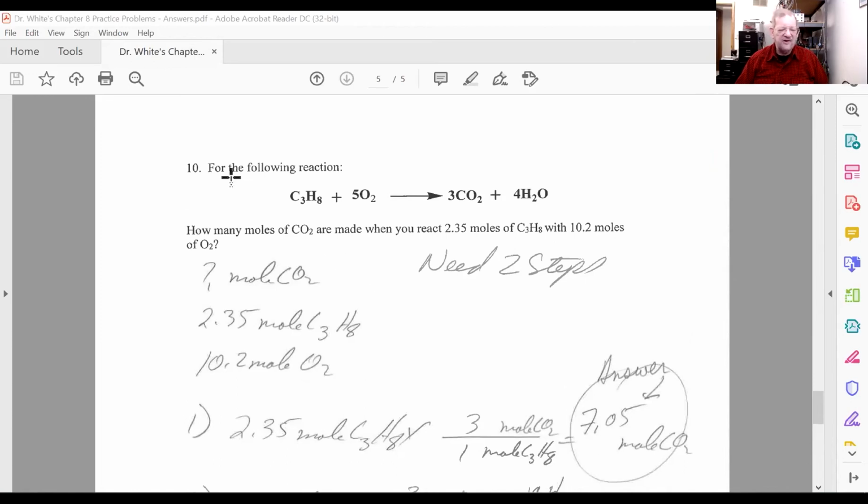All right, let's look at number 10. We'll also do one, and that is for the following reaction, C3H8, propane, reacting with oxygen. 5 moles makes 3 moles of CO2 and 4 moles of water. How many moles of CO2 are made when you react 2.35 moles of C3H8 with 10.2 moles of O2? And this is called limiting reactants. You need 2 steps. You're trying to find the moles of a product, and you're given both the moles of propane, C3H8, and oxygen.